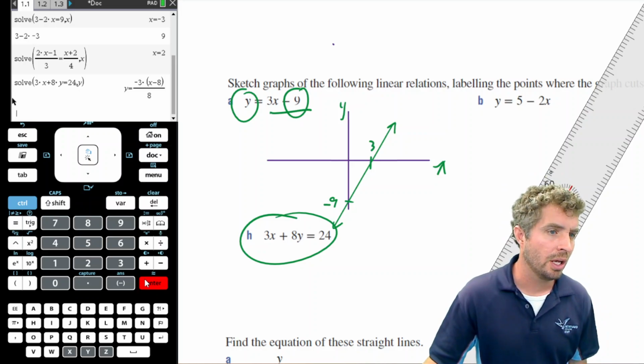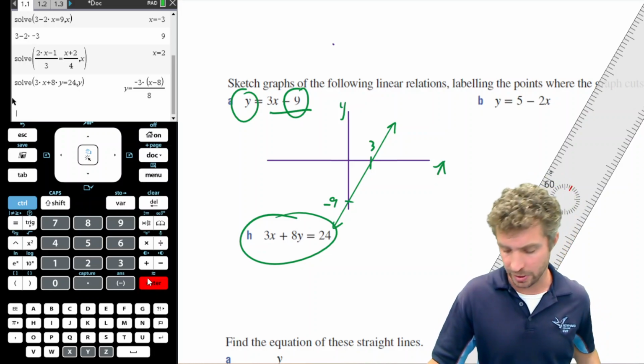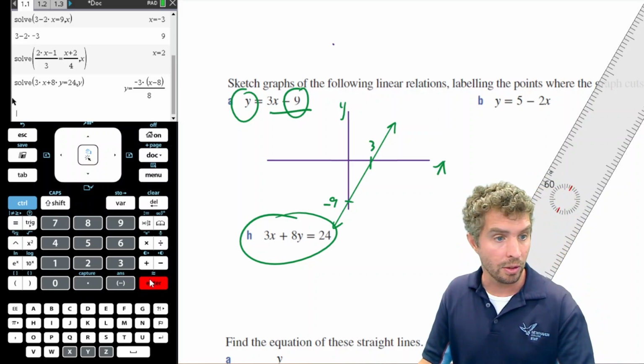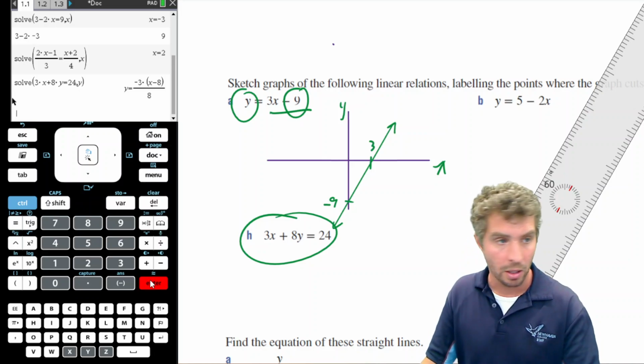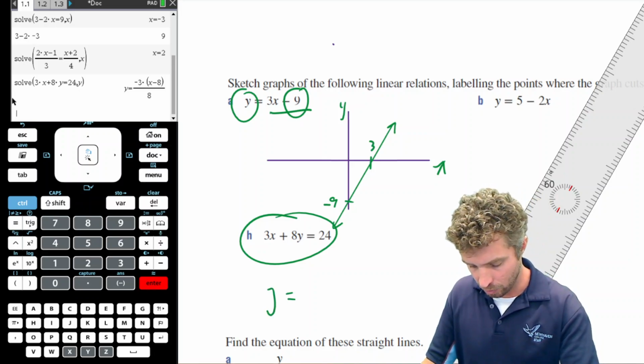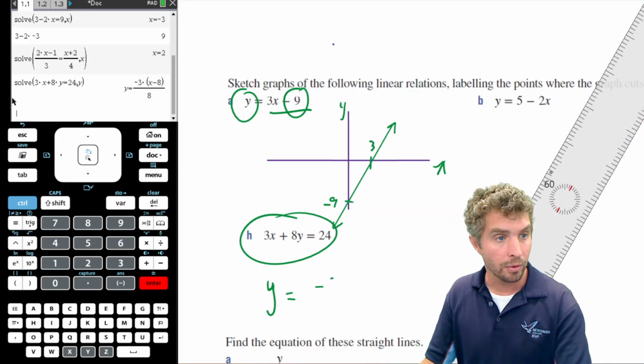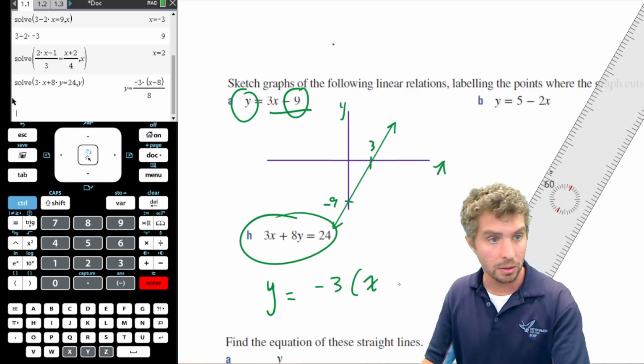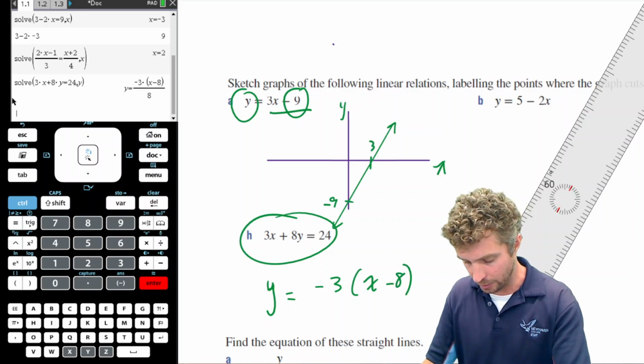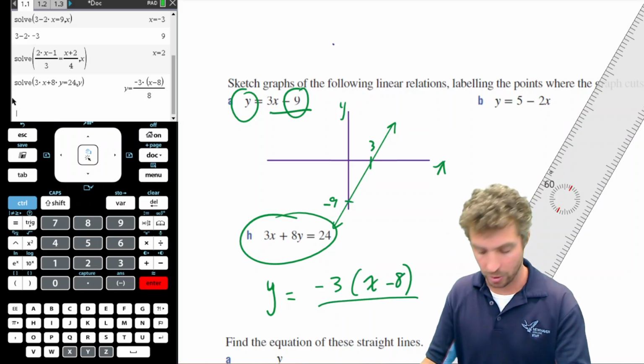It's this fraction, -3 times x minus 8. So I might actually write that down on my page. Okay, y equals -3 times x minus 8 all over 8.